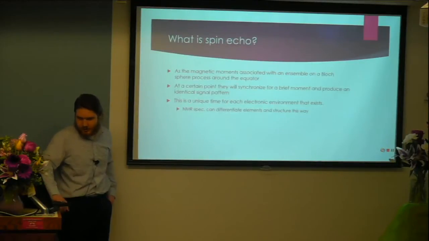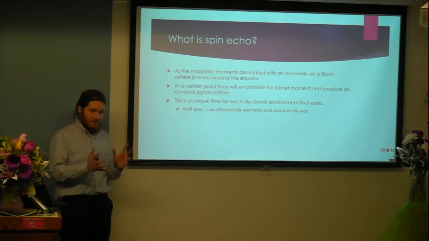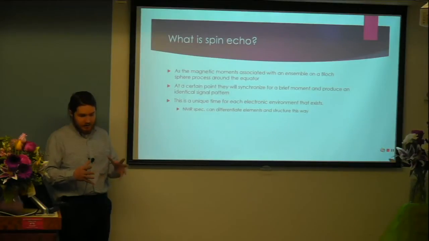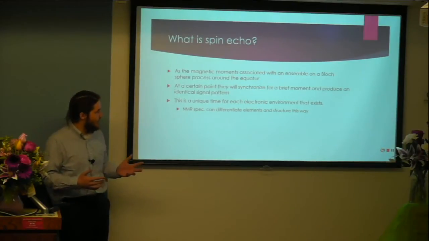So, now what is a spin echo? As the magnetic moments of a group of electrons move around the equator of a Bloch sphere, at one point in time they will synchronize and constructively combine their signals into one very large signal. Now, the exact time that this happens is unique to each atom and to each electronic environment, also how it's bonded, for every single state that there can be. This is the principle behind how NMR spectroscopy can differentiate elements and atomic structure.